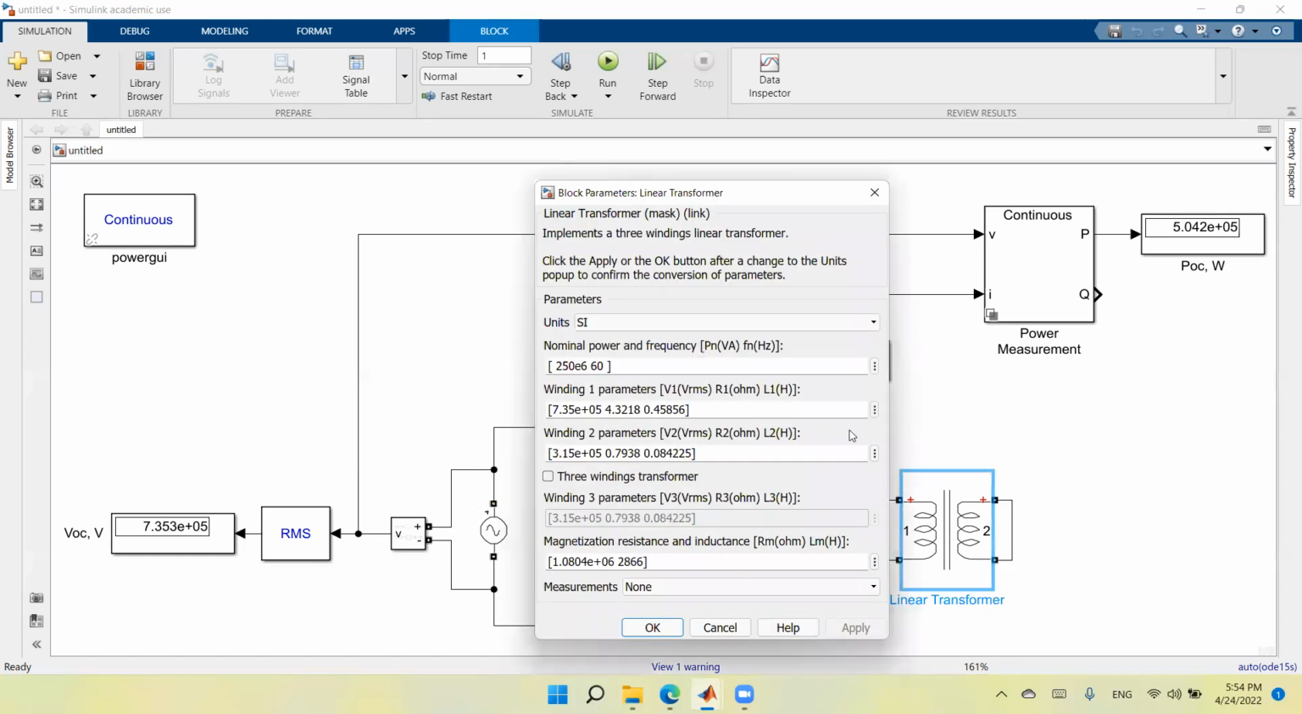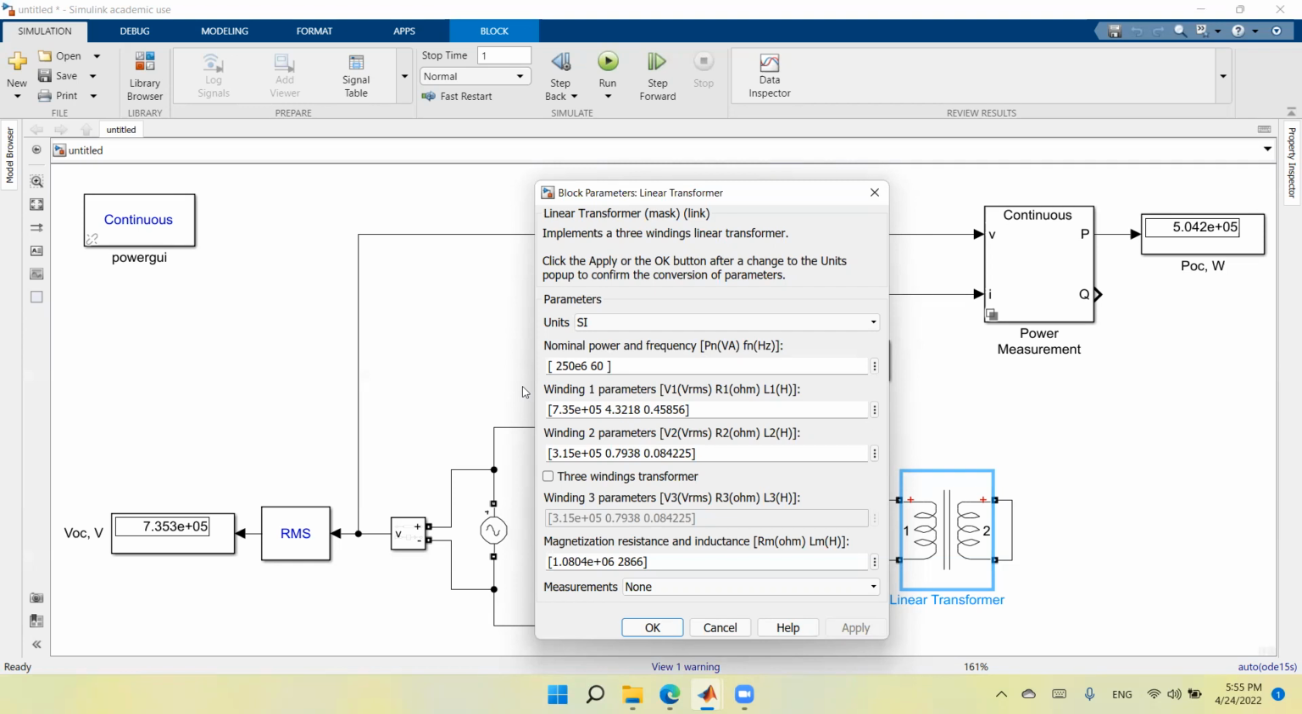We double click on the linear transformer. Here is the power of the transformer, which is 250 megavolt ampere. And here is the primary voltage, the rated voltage. What we need to do is to divide this 250 megavolt ampere by 735 kilovolts. I will do this using my calculator. Since this is a single phase transformer, I divide the apparent power, 250 megavolt ampere, by 735 kilovolts.